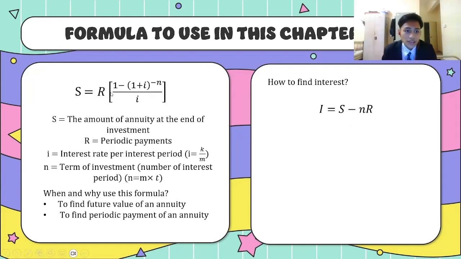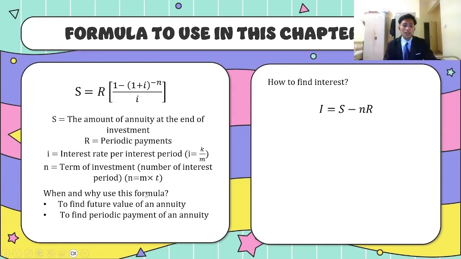The second formula is this one. This formula is not too different from the previous formula. Just replace A with S only. S is equal to the amount of the annuity at the end of the investment. The other variables are the same as in the previous formula.